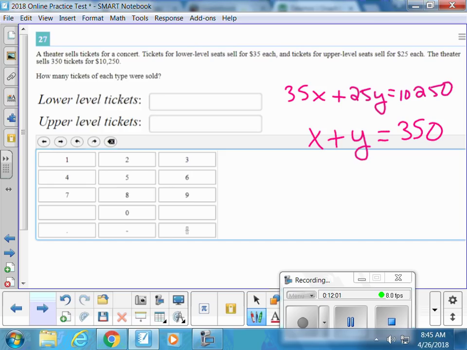All right, we'll head to Desmos. Graph this system of linear equations, graph these two lines, and just look for where they cross, and that'll be your answer.